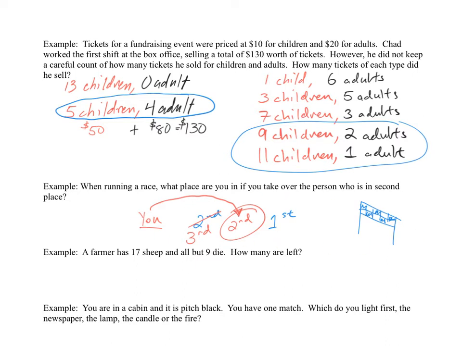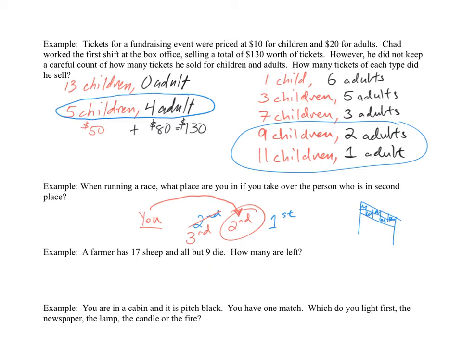Then I used the facts that I saw here to come up with a strategy that I could use. Then the third step, make sure I've answered the question. The question was asking, what place are you in? So I circled second place. We would be in second place. In this third example down here, a farmer has 17 sheep and all but 9 die. How many are left?